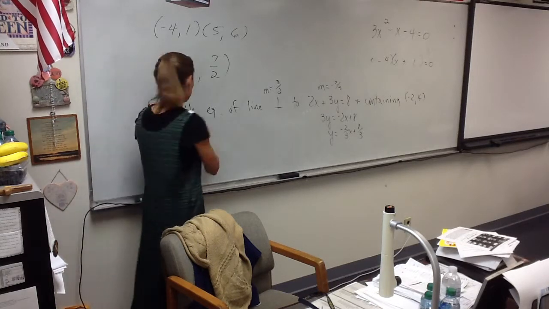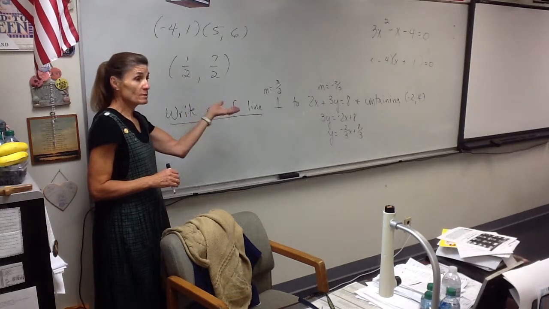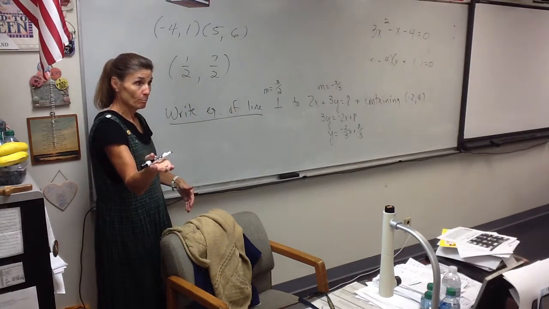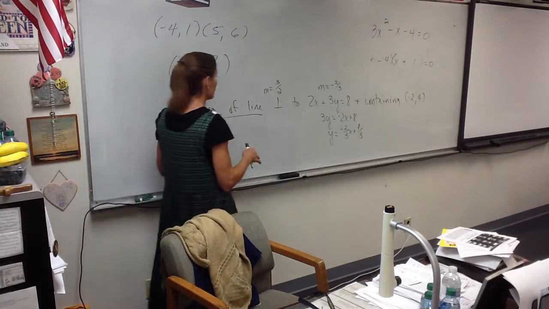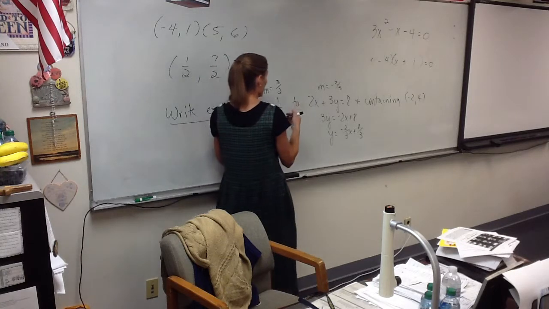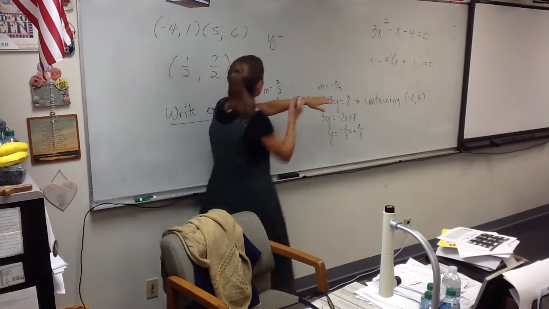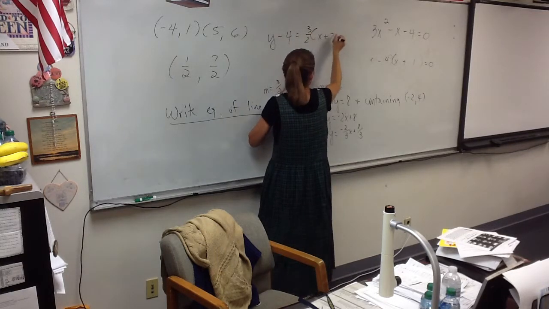Now the directions didn't tell you how to do this problem, so you get to pick. What are your options if you're writing the equation of a line? Slope-intercept form, y equals mx plus b, or point-slope, y minus y1 equals m times x minus x1. So you can do whatever you want. I will use point-slope whenever I can. So I'm going to say y minus 4 equals 3/2 times x plus 2.